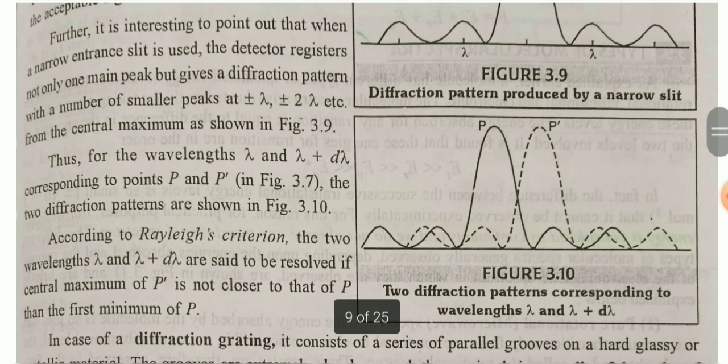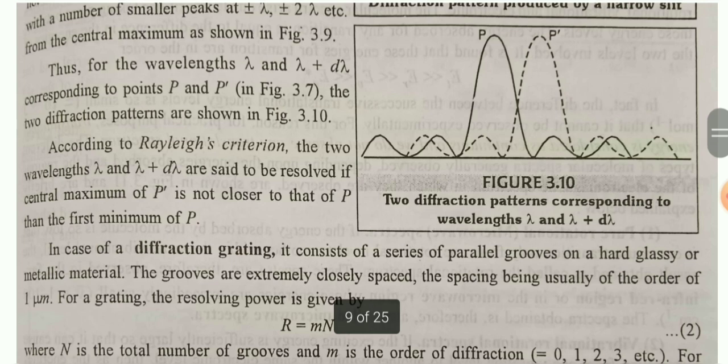Further, it is interesting to point out that when a narrow entrance slit is used, the detector registers not only one main peak but gives a diffraction pattern with a number of small peaks at plus or minus lambda, plus or minus 2 lambda, etc., from the central maximum as shown in figure 3.9. Thus, the wavelengths lambda and lambda plus d lambda corresponding to points P and P dash, the two diffraction patterns are shown in figure 3.10. According to Rayleigh's criterion, the two wavelengths lambda and lambda plus d lambda are said to be resolved if the central maximum of P dash is not closer to that of P than the first minimum of P.